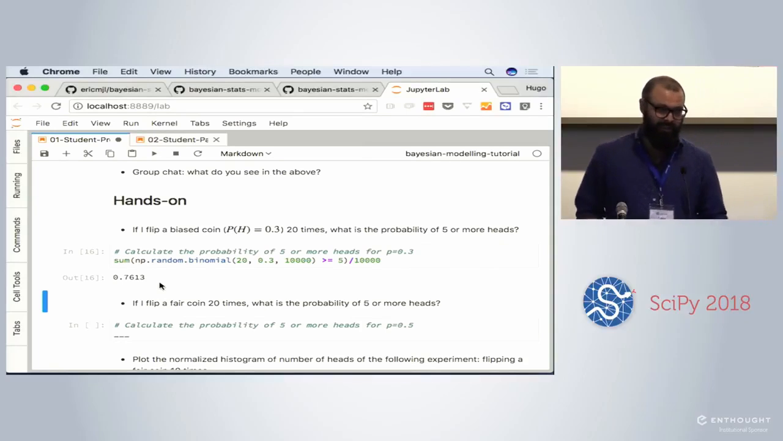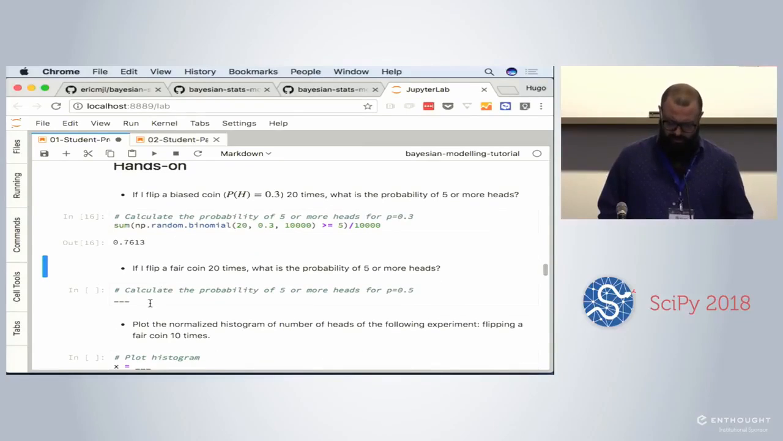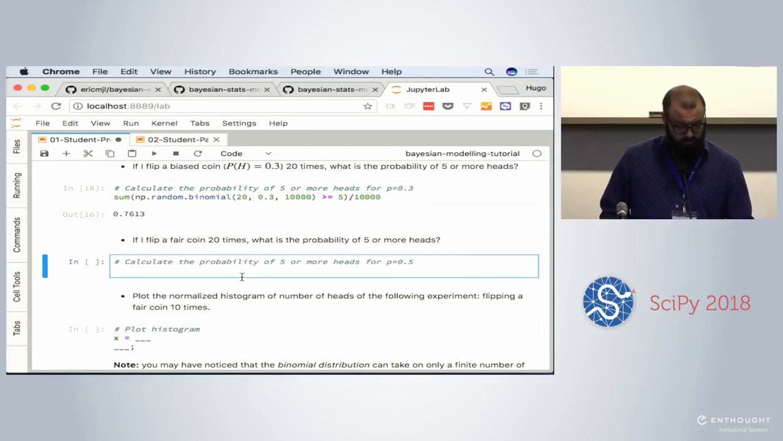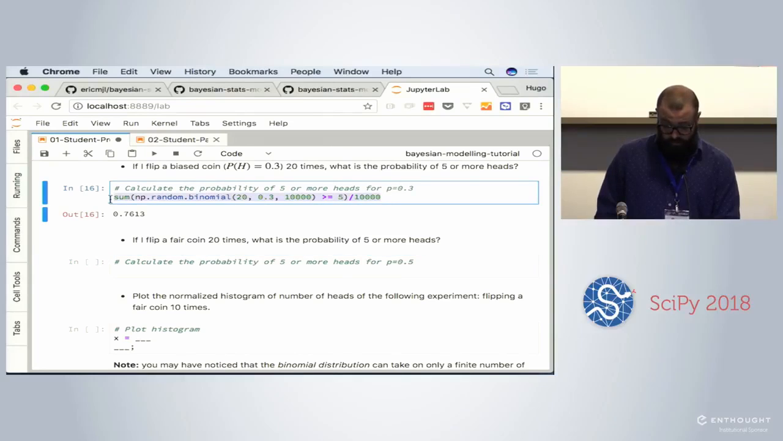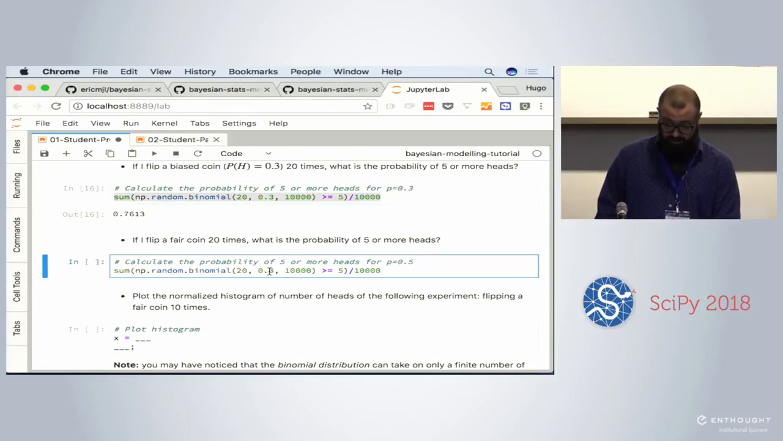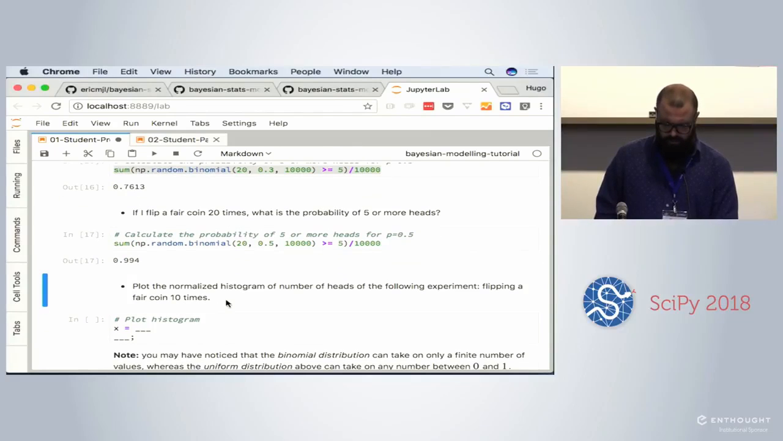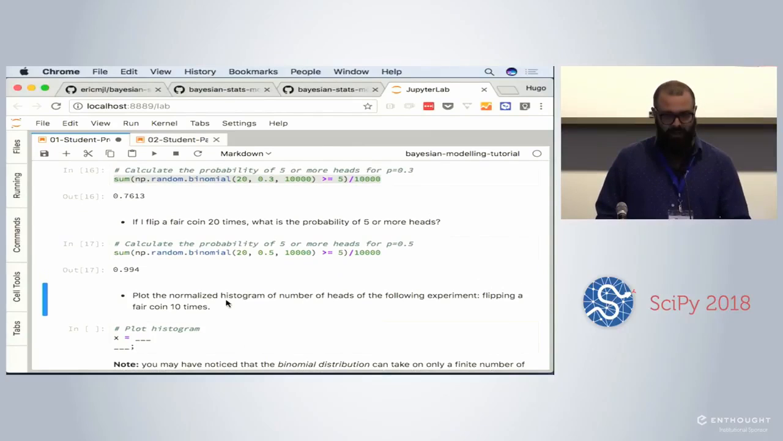Now, if you set the seed as my birthday, which I didn't give any instruction for, you would get the same thing, unless you've run different cells in the meantime. Next: if I flip a fair coin this many times, what's the probability? This is one of the cool things: we can repurpose our code. It's exactly the same code with a different probability, here 0.5. And if it's a fair coin, that makes sense, right? We'd expect to get 5 or more heads a lot of the time with 20 flips of a fair coin.